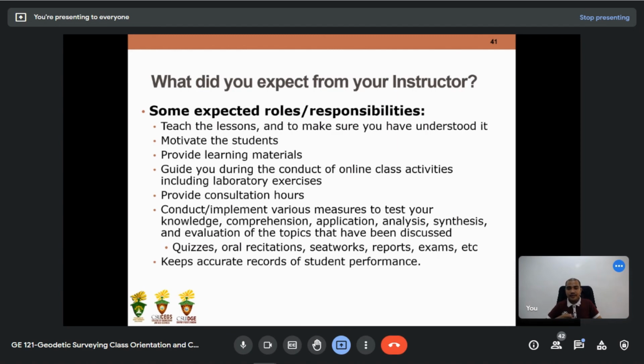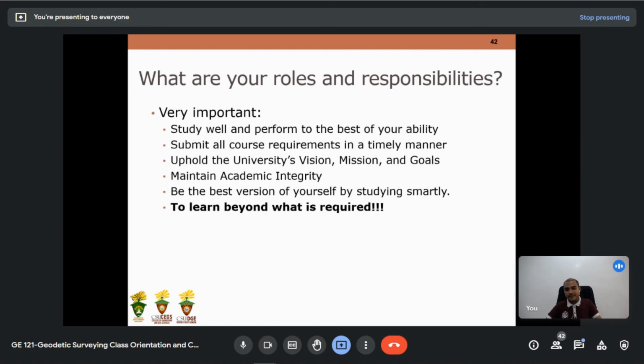So as I am expecting things as an instructor, I also expect from you your responsibilities or your roles. So this is very important. The first responsibility is to study well and perform to the best of your ability. Don't let it come to the point where you regret, saying you always missed that quiz and never reviewed. So don't let regret come later.